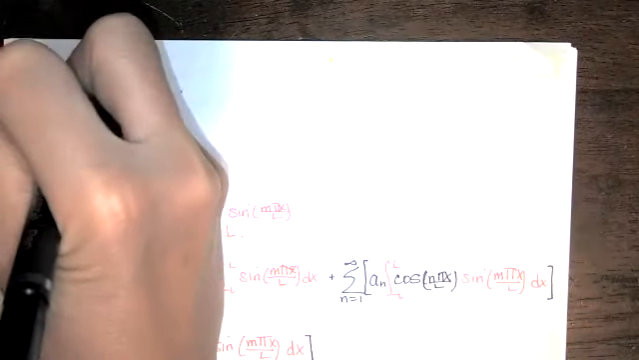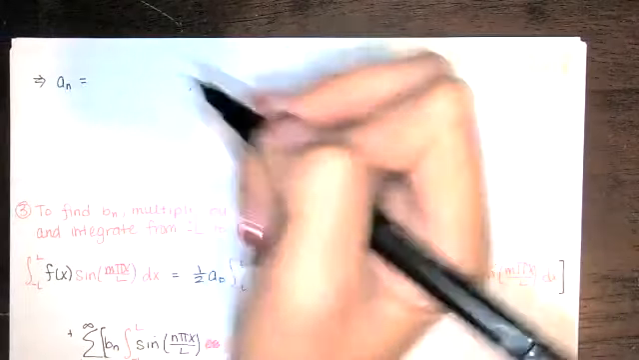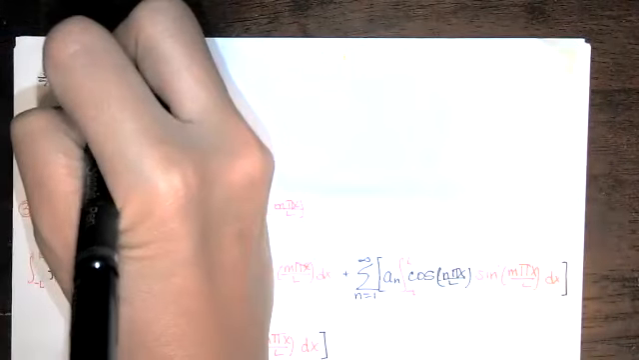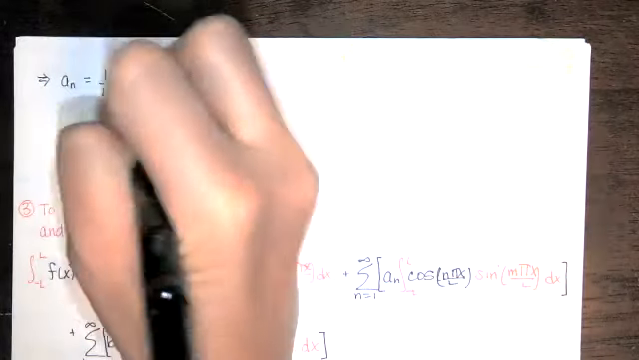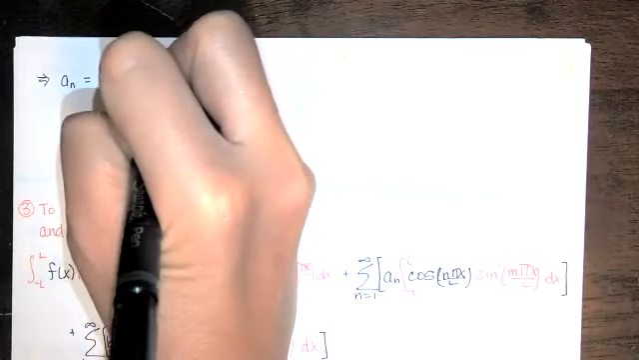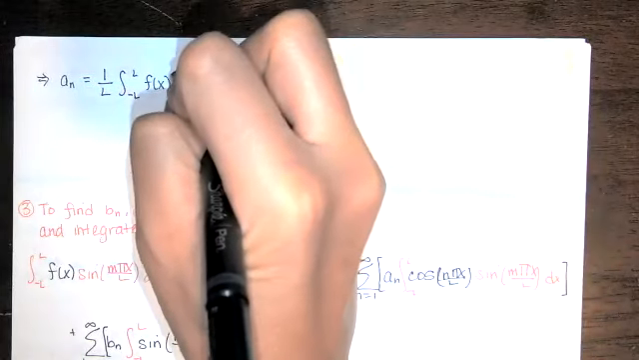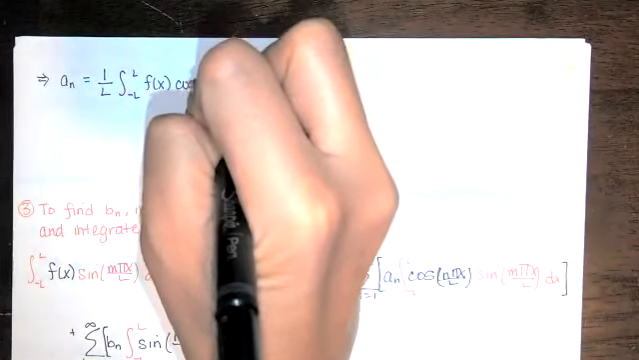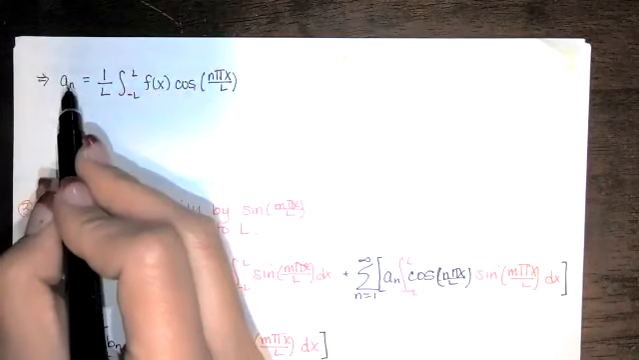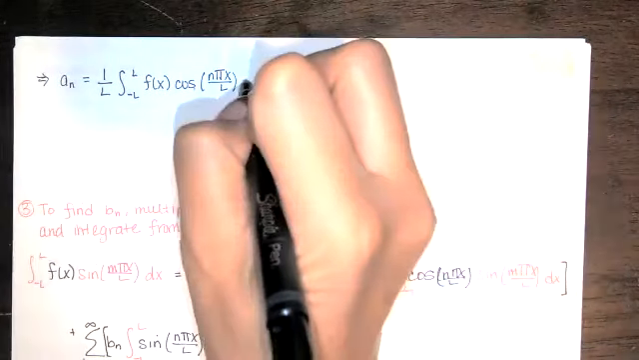So from there, we can say a sub n, I'm just changing from m back to n, is 1 over L times the integral from negative L to L of f of x times cosine of n pi x over L. That's because I've changed the m to n here and there.